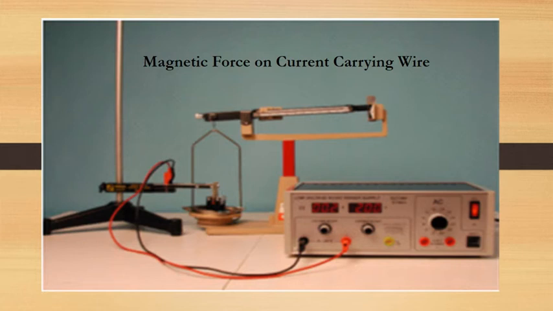Measurement of magnetic force on a current carrying wire. In this experiment, we investigate the variables that affect the magnitude and direction of the force of a magnetic field on a current carrying wire.